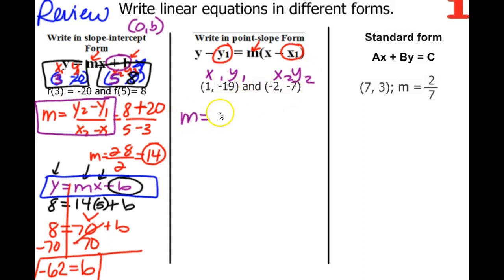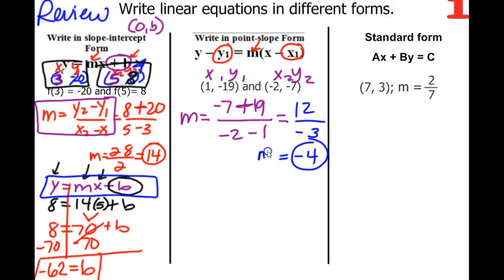So y2 minus y1, negative 7 minus a negative 19, that makes a positive. And then x2 minus x1, negative 2 minus 1. Well, 19 minus 7 gives us 12, or negative 7 plus 19, it's the same thing either way. And a negative 1 and a negative 2, they all are negatives, so that's a negative 3. 12 divided by negative 3 is negative 4. So our slope is negative 4.